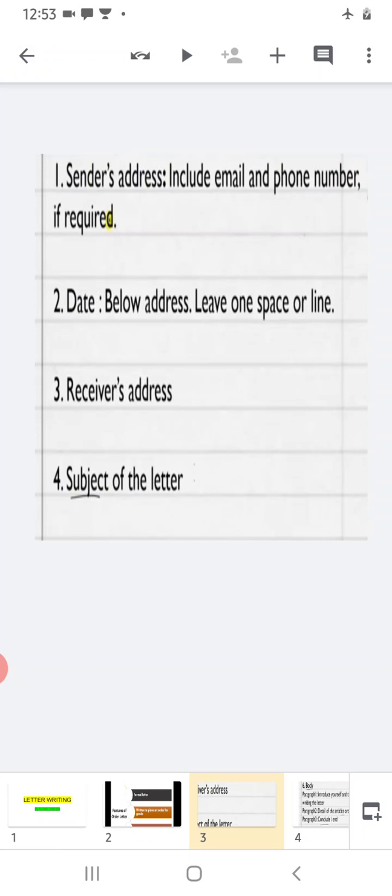The subject of the letter has to be very precise and very clear. Precise is, it has to be exact. You cannot write long sentences for writing down the subject. It should finish in one sentence only. For example, order for supply of electric goods. So this could be a subject.